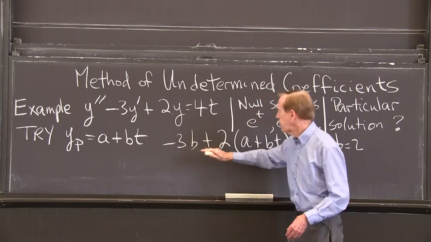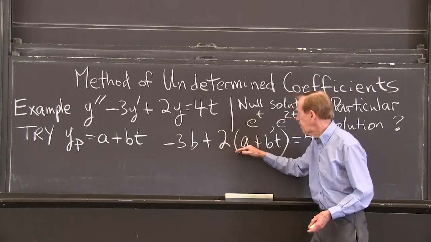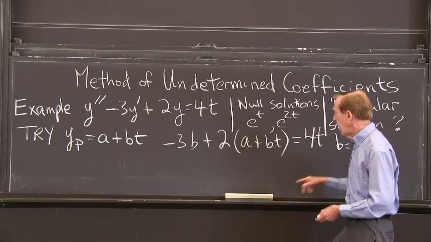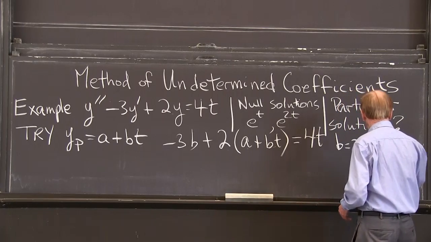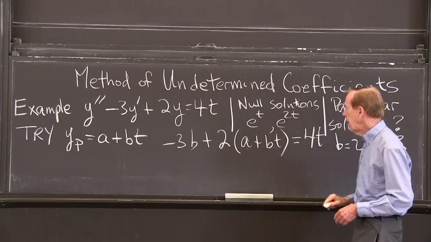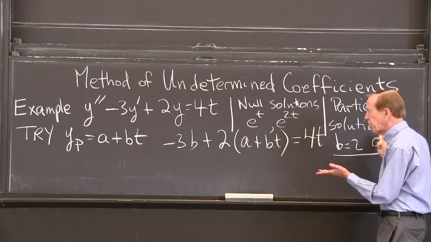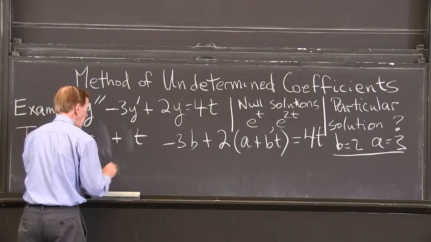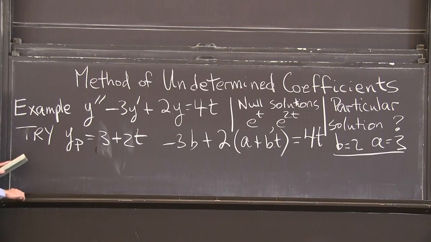And then I have minus 3b plus 2a should be 0. Minus 3b plus 2a, the constant part there, we don't want, so that should be 0. We already know b is 2, so that's minus 6 plus 2a. A is 3. Now that's perfectly satisfied by b equal 2, a equal 3, and that's the answer. Correct answer is b was 2, a was 3, and we don't have to say try anymore. We got it. Done.